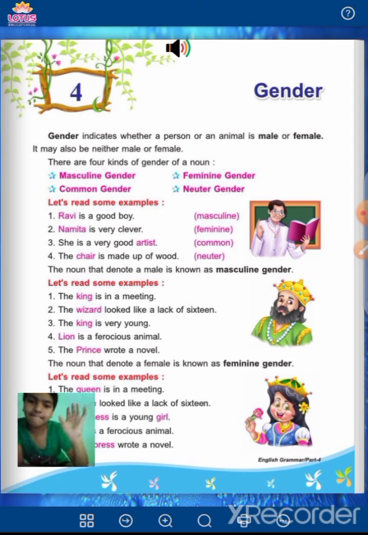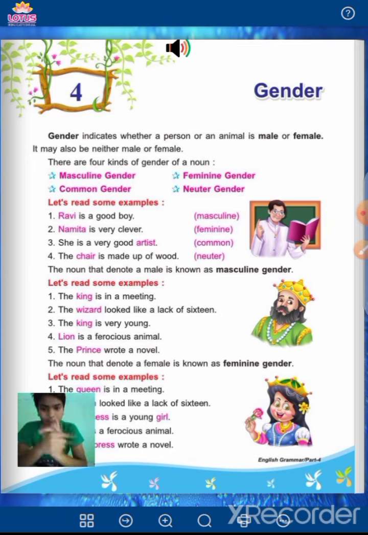Now, a noun that denotes a male is known as masculine gender. So, it is a noun that is denoting a male, who is known as masculine gender. Got it. Okay. Next.